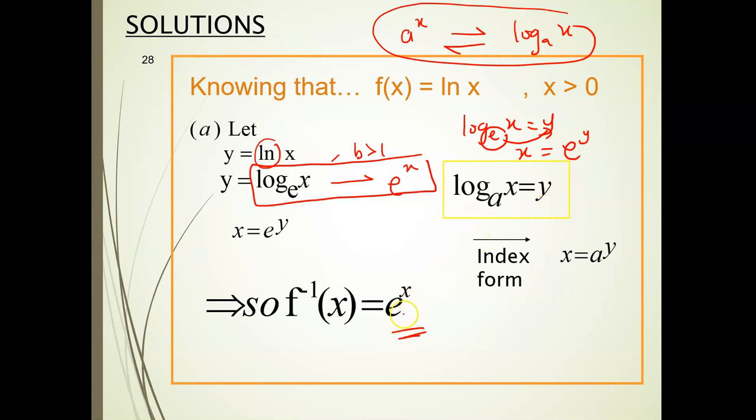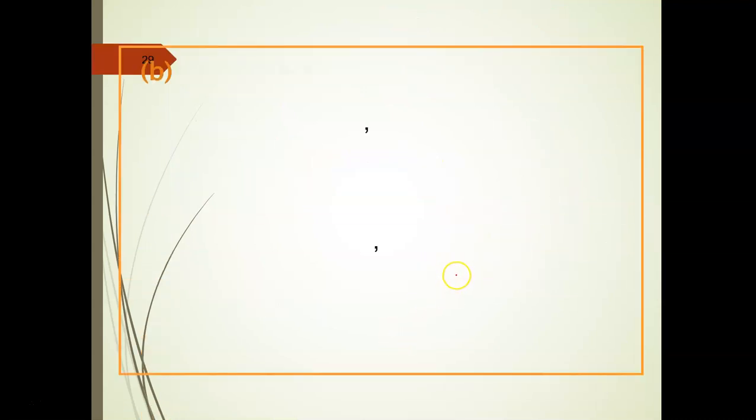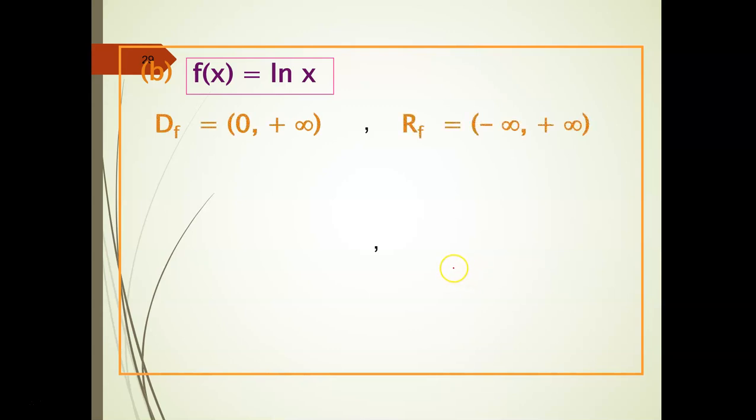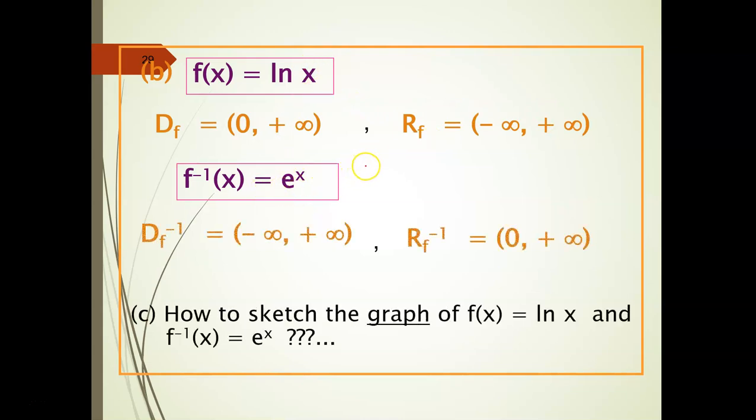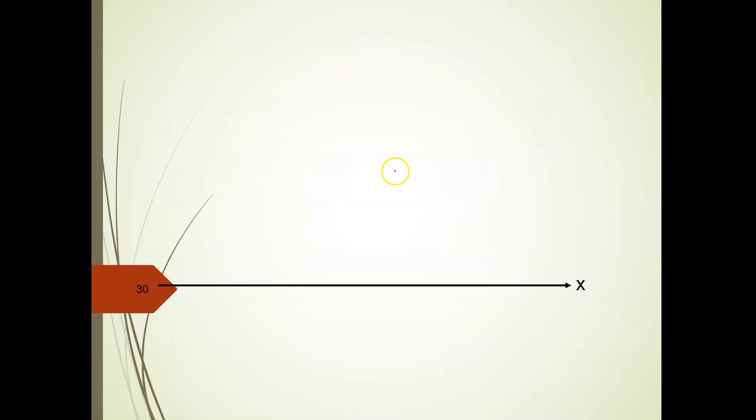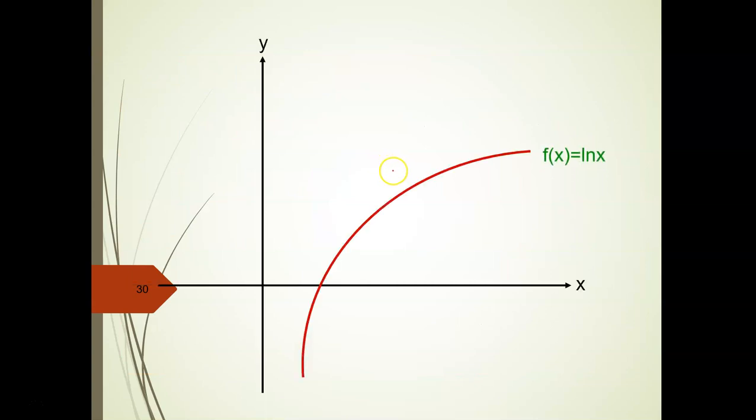So we have this example. How do we sketch the graph? The domain for the function ln is 0 to positive infinity, then the range will be negative infinity to positive infinity, right? So the inverse will be the other way around, right? So how to sketch the graph? Okay, this is the very easiest part.